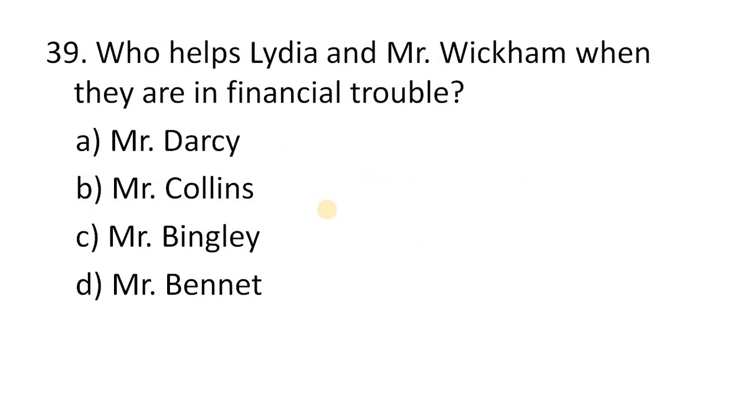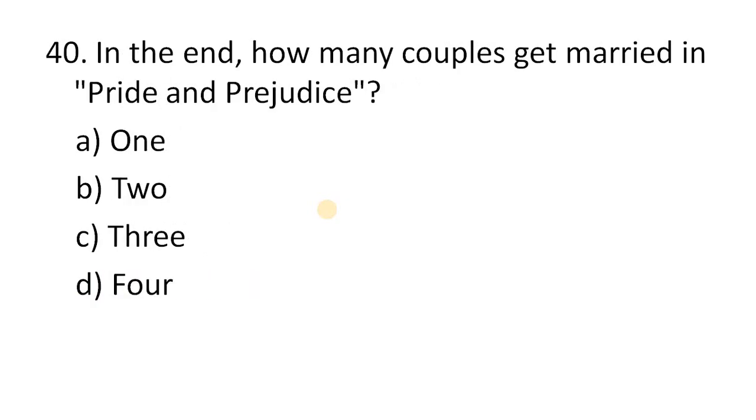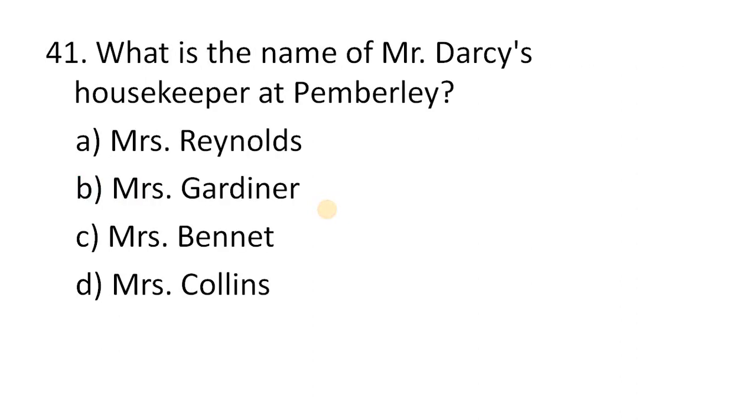39. Who helps Lydia and Mr. Wickham when they are in financial trouble? Mr. Darcy, Mr. Collins, Mr. Bingley, and Mr. Bennet. So the correct answer will be Mr. Bennet. 40. At the end, how many couples get married in Pride and Prejudice? So in the story, we come to know there are two couples who got married at the end of the story. So the answer will be B, 2.